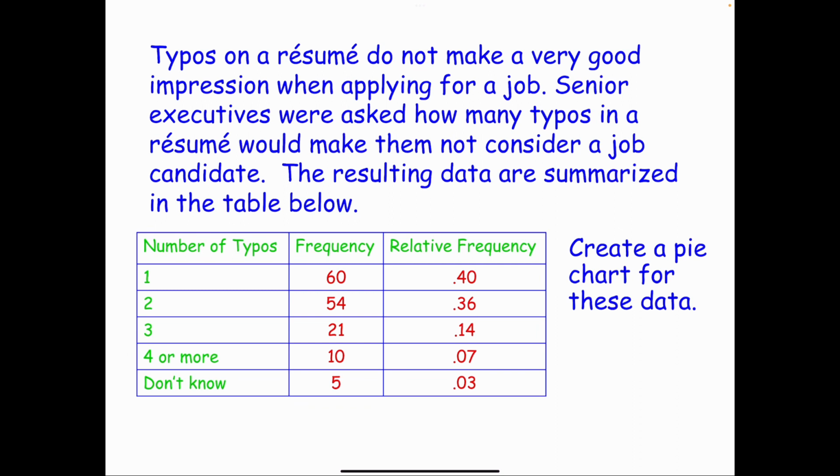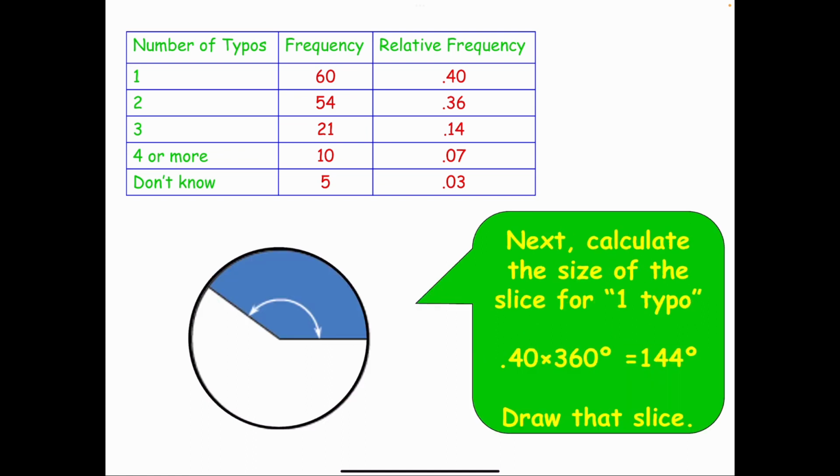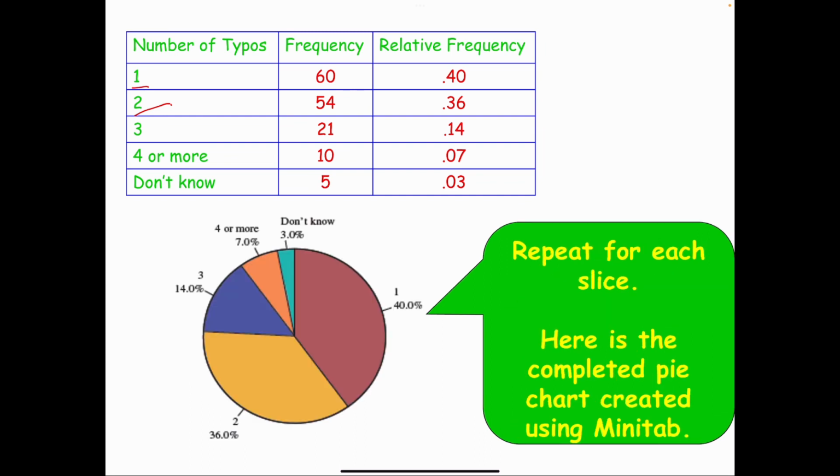We already have been given the relative frequency, so we don't need to obtain it. We don't need the total number. So let's go and create a pie chart for this data. First, we draw a circle to represent the entire data set. Then we calculate the size of each slice. For example, those who answered they only accept one mistake here are 40%. Two mistakes are 36%, and so on.